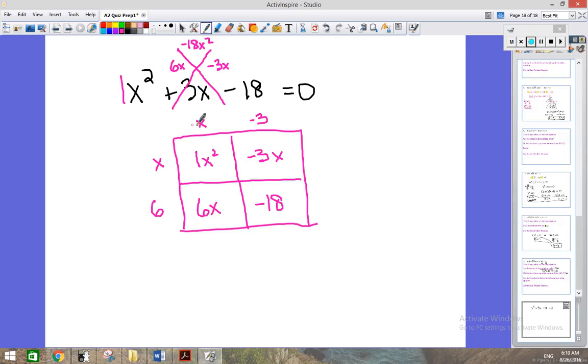Let's check. X times x is x squared. Negative 3 times x is negative 3x. 6 times x is 6x. And positive 6 times the negative 3 is negative 18. So this trinomial factors to a binomial times a binomial: x plus 6, x minus 3.